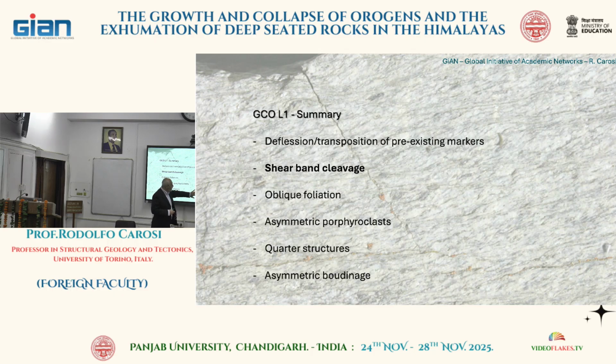This picture on the background is from a leucogranite deformed in the South Tibetan detachment in southern Tibet, a granite showing S and C fabric that will be described after. Then the oblique foliation, asymmetric porphyroclast, quarter structure, and asymmetric boudinage. They are the best kinematic indicators that we can observe both at the mesoscale and at the microscale.